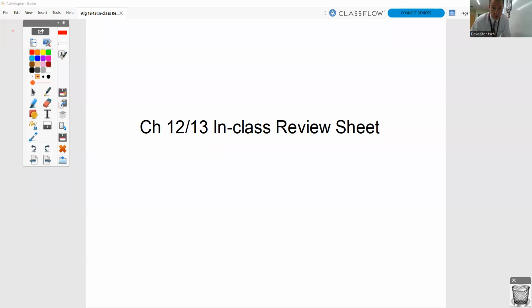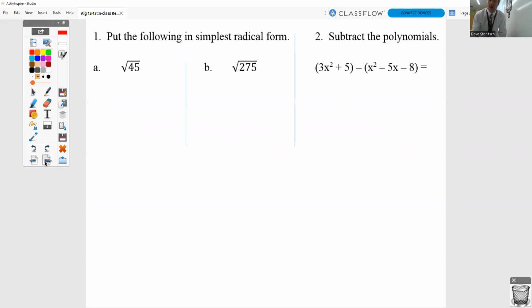This is the review for the chapter 12 and 13 test. In many of these questions, you have your choice on how you want to solve questions, whether you use the quadratic formula, solving by factoring, or completing the square. Sometimes it's easier to do one or the other.